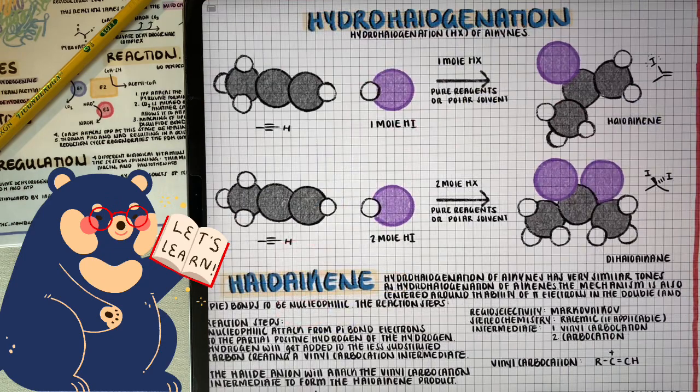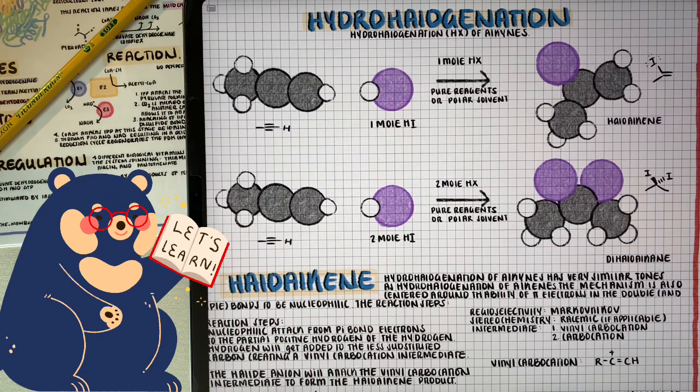A good first reaction to look at is the hydrohalogenation of alkynes. This is going to happen very similar to how we did this reaction with alkenes. The regioselectivity is going to be Markovnikov, and if applicable, we're going to have a racemic mixture. The difference comes in the amount of hydrogen halide we have. If we only have 1 mole, we're going to get the haloalkene. If we have 2 moles of the hydrogen halide, we're going to fully saturate the alkyne to form a dihaloalkane.